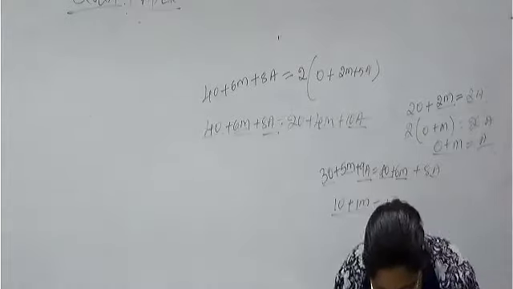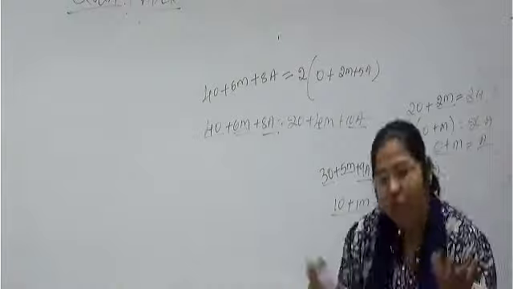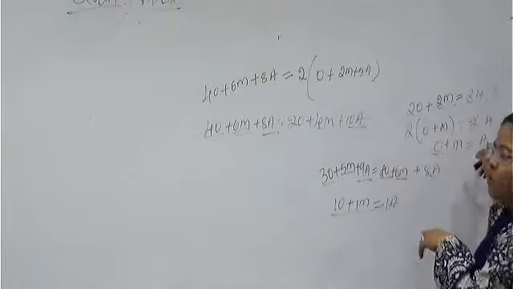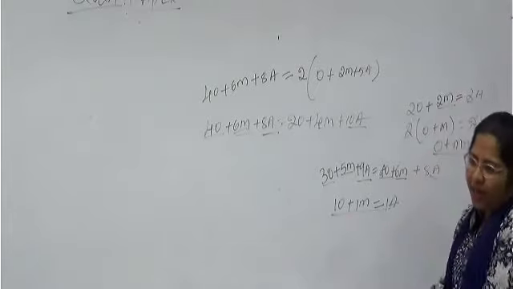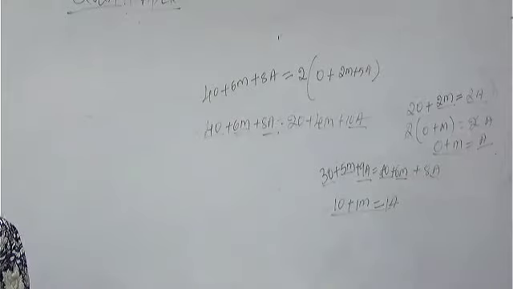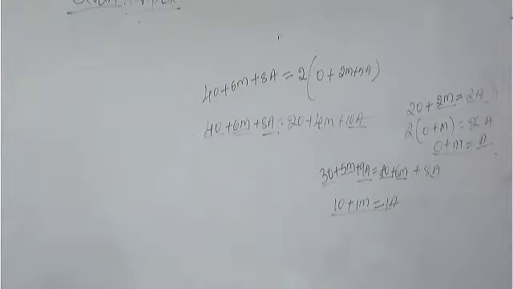Next statement is correct or wrong? The total cost of 1 orange and 1 mango is equal to the cost of 1 apple. Yes or no? Total cost of 1 orange and 1 mango is equal to the cost of 1 apple. Correct. Both the statements are correct. Is this a question I asked? 2.5 marks.